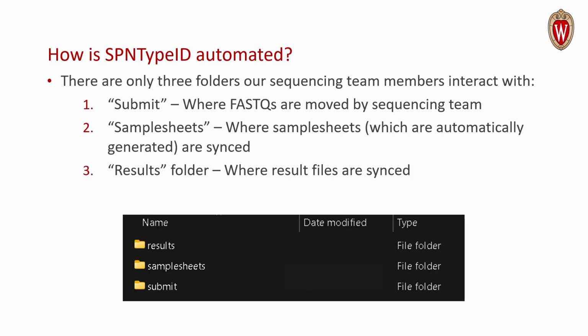There are actually only 3 folders our sequencing team members interact with. The submit folder, which is where FASTQs are moved by our sequencing team; the sample sheets folder, which is where sample sheets, which I'll talk about in a minute, that are automatically generated are synced; and a results folder where results files are synced after the workflow has finished.